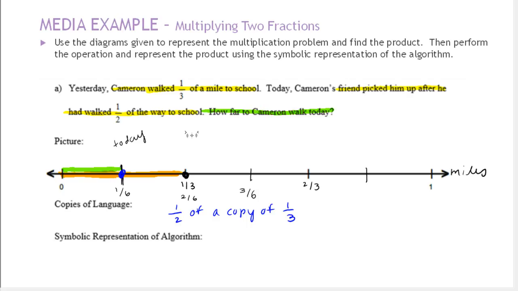Symbolically, we're going to multiply just like we multiplied before. Multiply 1/2 times 1/3. We multiply the numerators, 1 times 1. The denominators are 2 times 3. And we get 1/6 of a mile, just like our diagram indicated. Okay, and notice the 1/3 was cutting the whole into 3 pieces. Then the 2 cut that third into 2 pieces, making a total of 6 pieces to get 1/6 of a mile. Let's look at the next example.